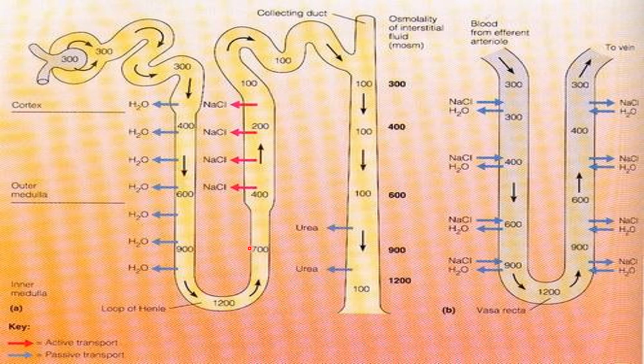You can see here that in this portion of the ascending limb there is a thin portion, that is the thin ascending limb of the loop of Henle, and the upper portion is the thick ascending limb of the loop of Henle.